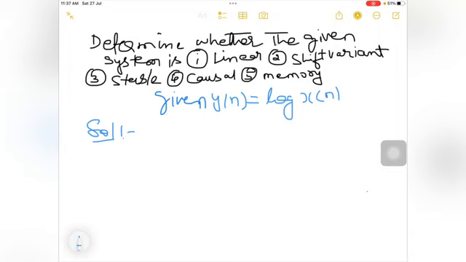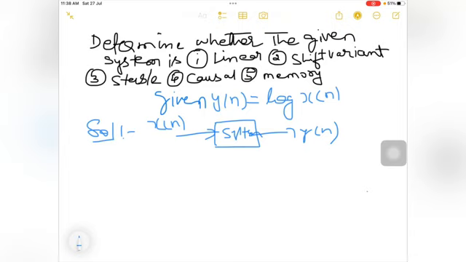We know that in general, what is the response? You take any input, that is x of n. If you give it to the system, or you can call it the transform, then you will get the corresponding output y of n. For any output, it is a combination of the input along with the system or response. Now the function here is y of n equal to log of x of n. For this, we have to verify the above conditions. Now coming to the first one, that is the linearity property.